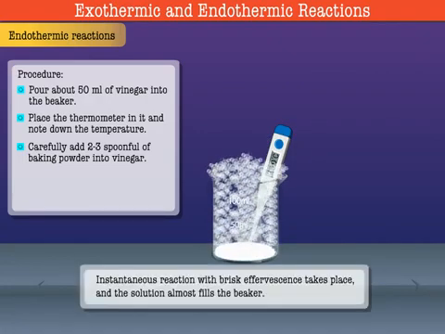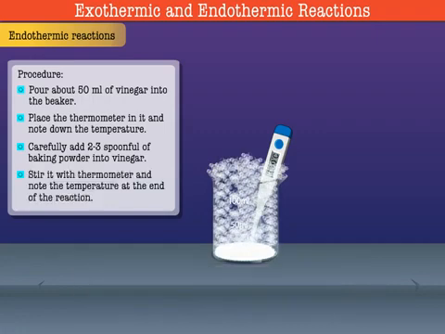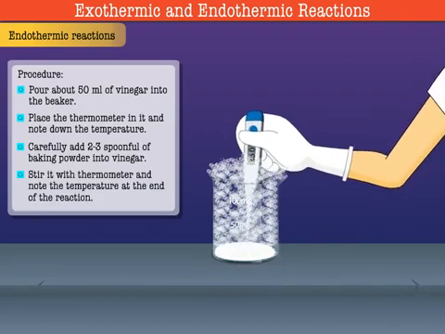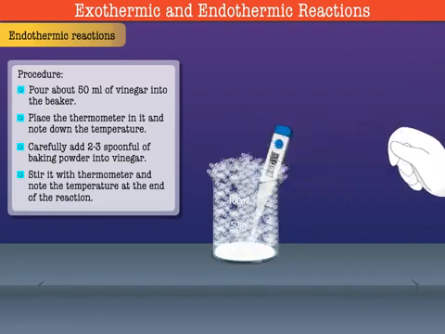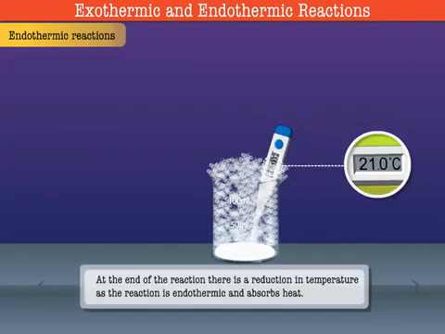Instantaneous reaction with brisk effervescence takes place and the solution almost fills the beaker. Stir the solution and note the temperature at the end of the reaction. During this reaction, heat is absorbed and temperature reduces. Therefore, the reaction of baking powder with vinegar is an endothermic reaction.